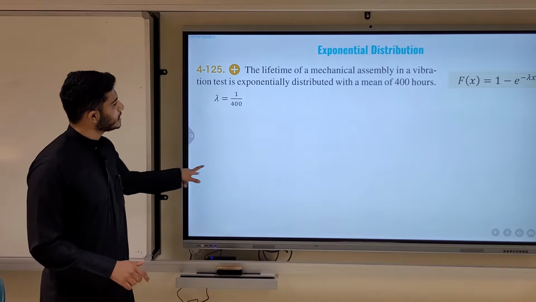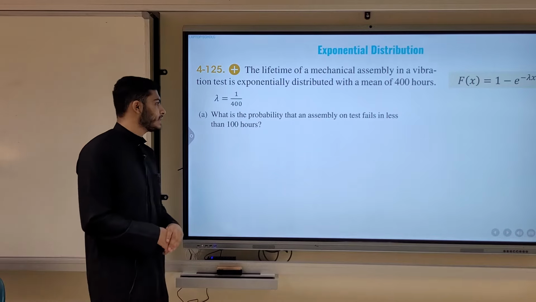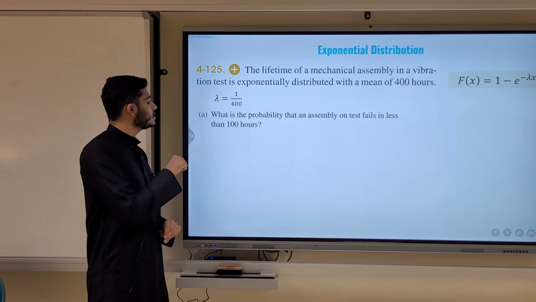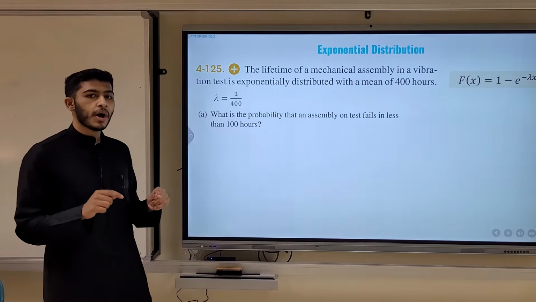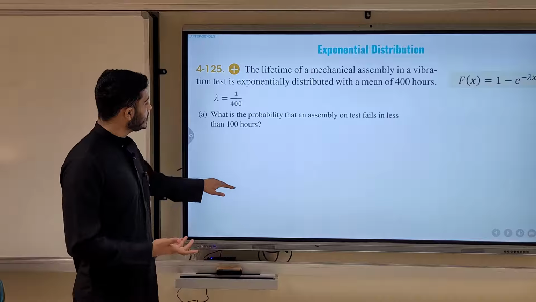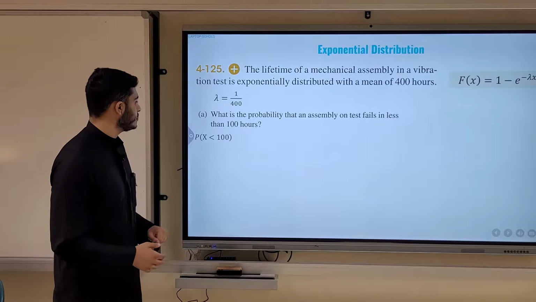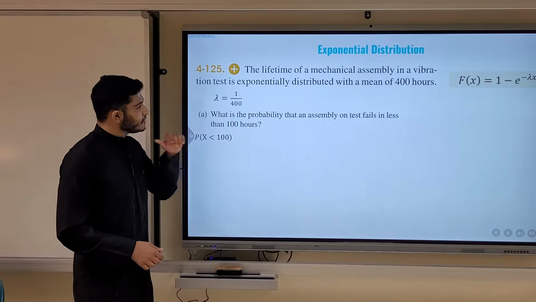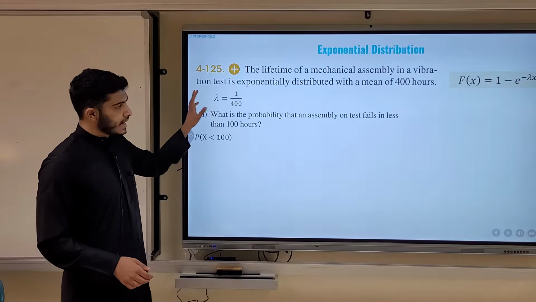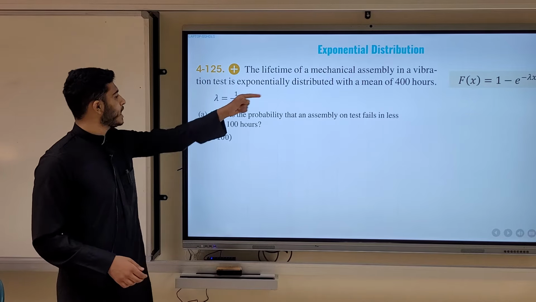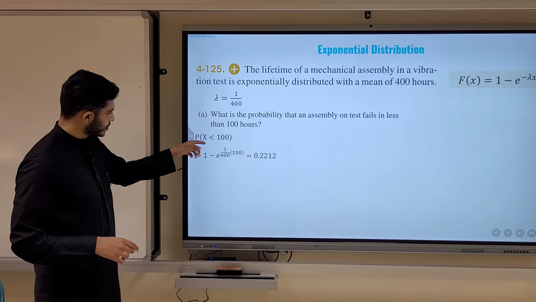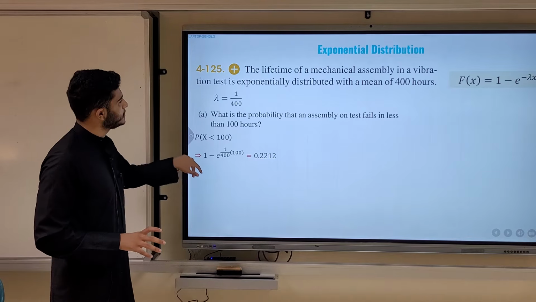Okay. With this out of the way, let's see the first part of the question. What is the probability that an assembly on test fails in less than 100 hours? Okay. So we want to have our first failure in less than 100 hours. So the probability for x being less than 100, and the rate of failure is given to us, which is lambda, and of course it's given in hours too, bear in mind, and we can use the cumulative formula there to solve this question. Since the expression is cumulative here, we should end up with this answer here at last.